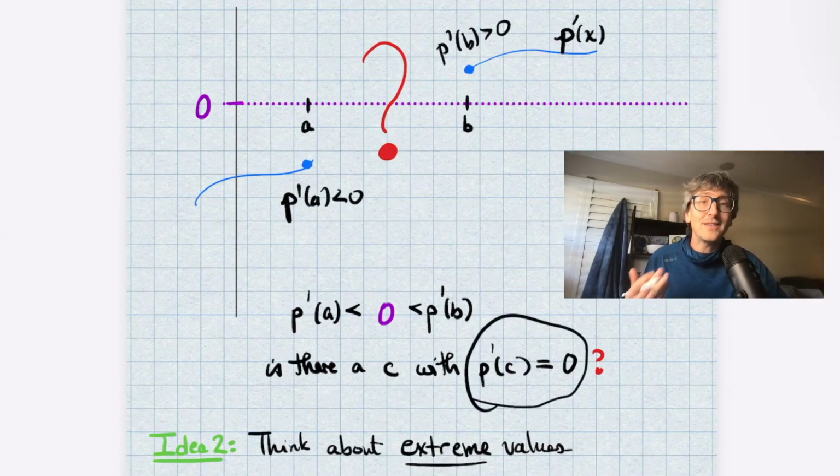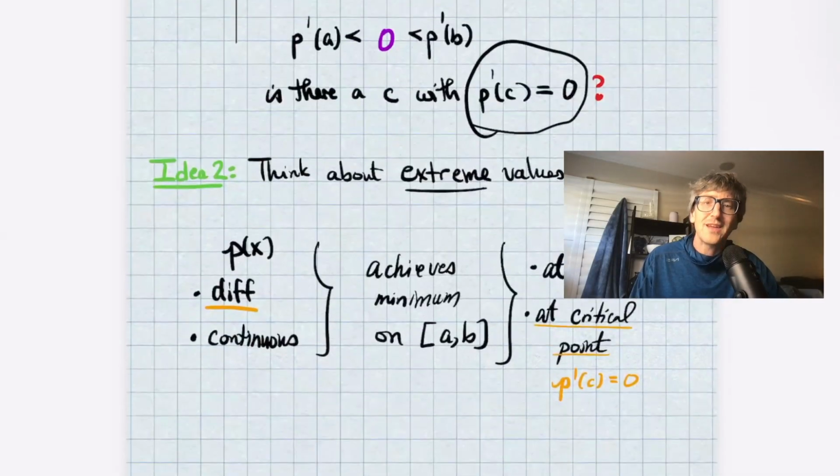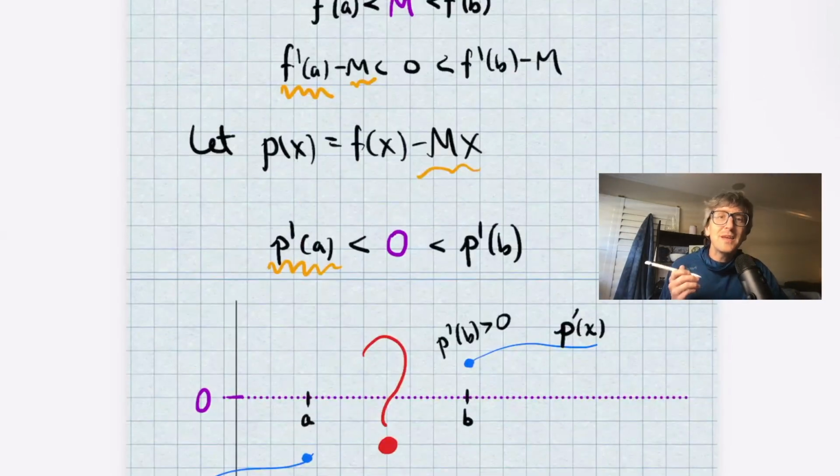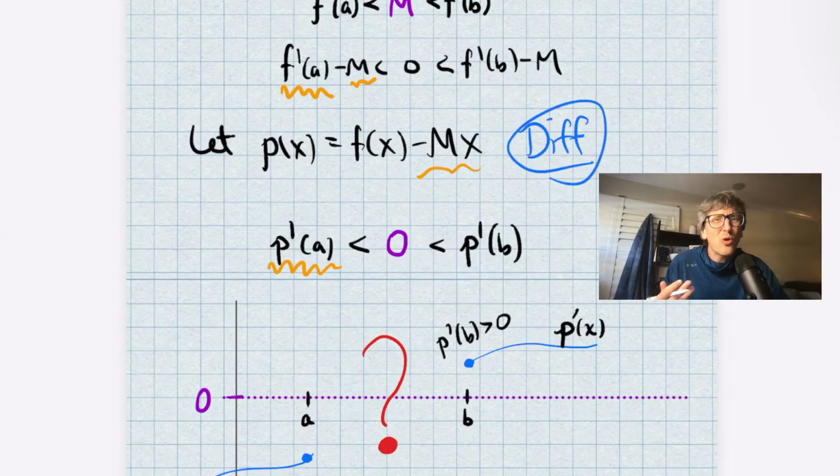And the next big idea is to think about extreme values. Now let me talk about what I mean. We're going to shift our focus now and think about the function p of x itself. So remember, p of x is just f of x minus m times x. We're assuming that f is a differentiable function. It has derivative f prime. So p of x is definitely a differentiable function. So we're going to record that now and use that in what follows.